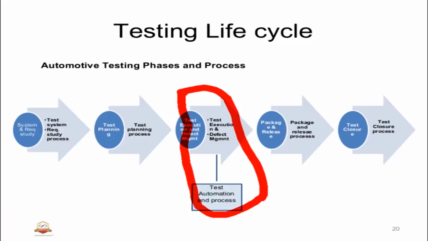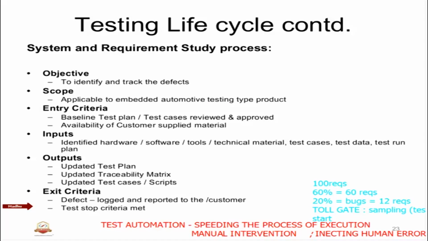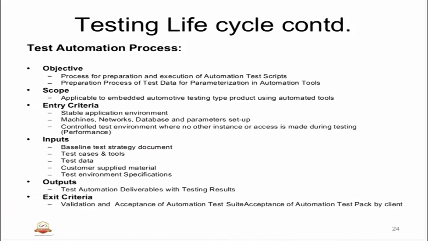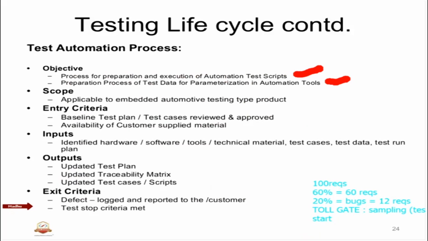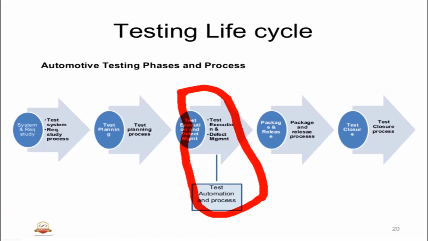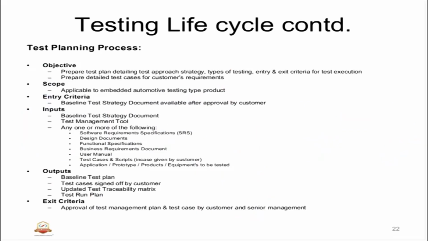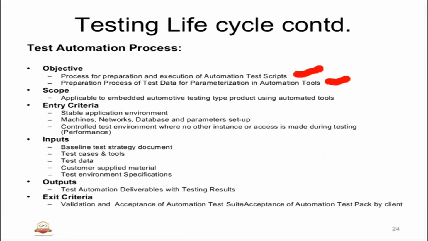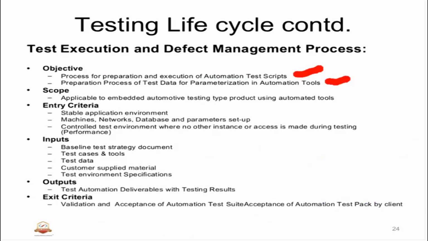Okay, next is the package. Once we are done with the test execution and defects, we are good to go for the package and release process. So what are the things that it has? So the objective is process for preparation and execution of automation test scripts, preparation process of test data for parameterization in automation tools. Oh, I'm sorry, this is not about the package and release. I've already listed out the automation process as I depicted here. All this can be applied in this slide.